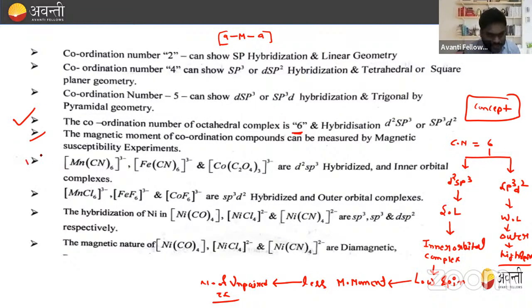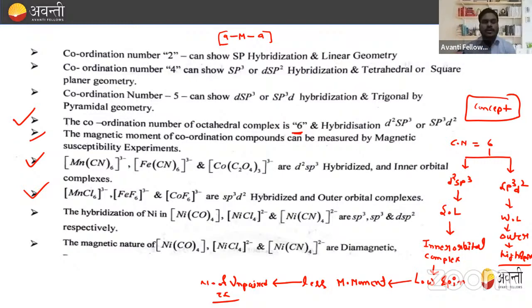Okay, so these are d2sp3, and d2sp3 must be inner orbital. Now, if this is a weak ligand, these all are weak ligands: Cl, F. So they all form sp3d2 hybridization and outer orbital complexes.